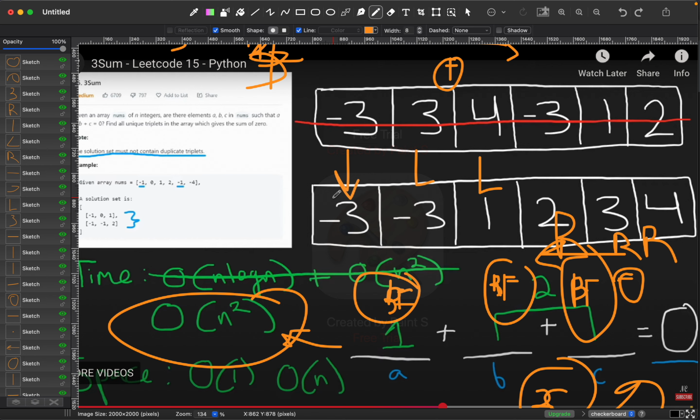So brute force is like, there's a possibility you go for a negative 3 set, a negative 3 set, this 1 set, this 2 set, this 3 set. And obviously if you were to actually go to the 3 set, your L will start from here, your R will start from here, and you start to do the same procedure, you rinse and repeat.